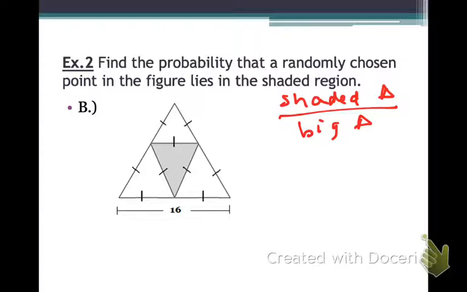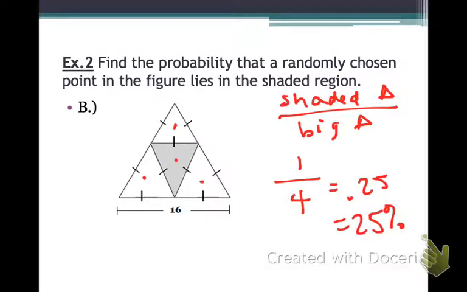What do you notice about all the triangles? Do you see how every piece is marked congruent? So if all the side lengths are congruent, wouldn't the area be the same for all of them? So when I look at this, I have one shaded triangle out of how many triangles? 1, 2, 3, 4. That's your probability. Look for tricks like that because it can save you a lot of time.